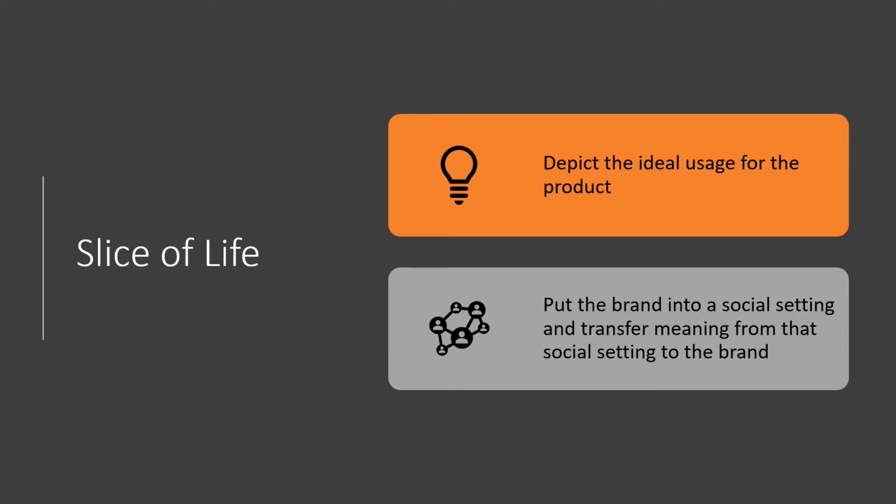And then right here we have, when it comes to slice of life, it wants to depict the ideal usage for the product, and it also wants to put the brand into a social setting and transfer the meaning from the social setting to the brand. So in Tide's example, the social meaning would be helping, cleaning, and it's there for you when you need it, the Tide Pods.